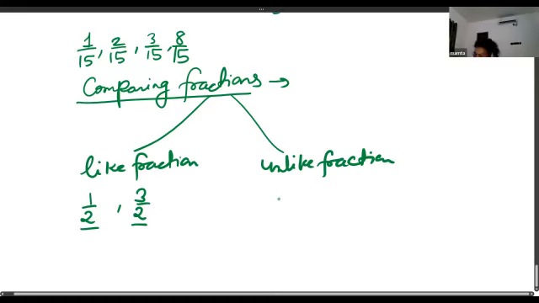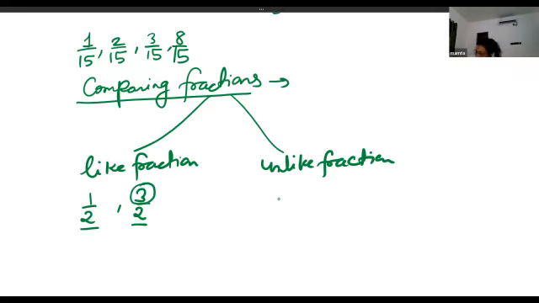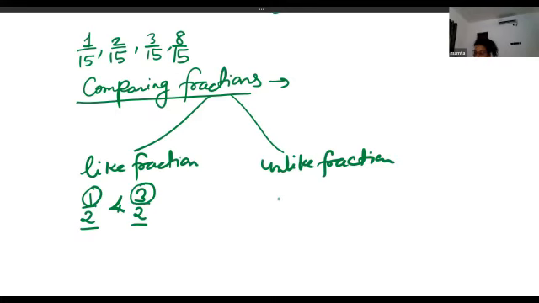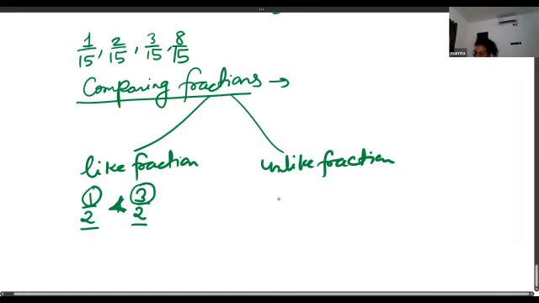In like fractions, we will see the numerator. The larger numerator fraction is greater. Here 3 is more than 1, so 3/2 will be more than 1/2. Understood, children? How to compare the like fraction, which number would be larger?